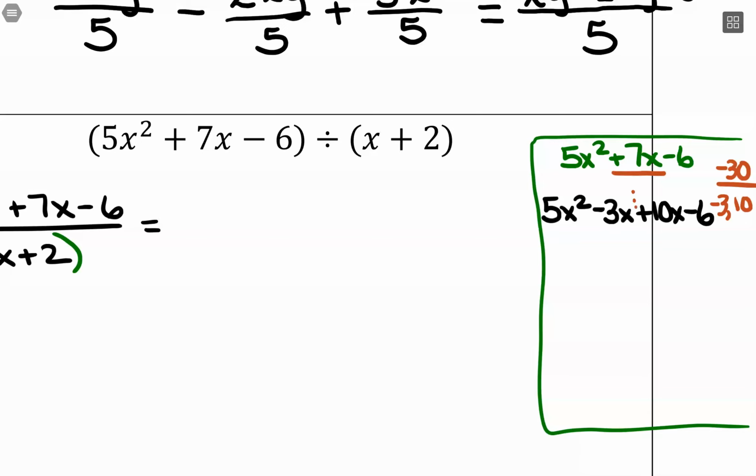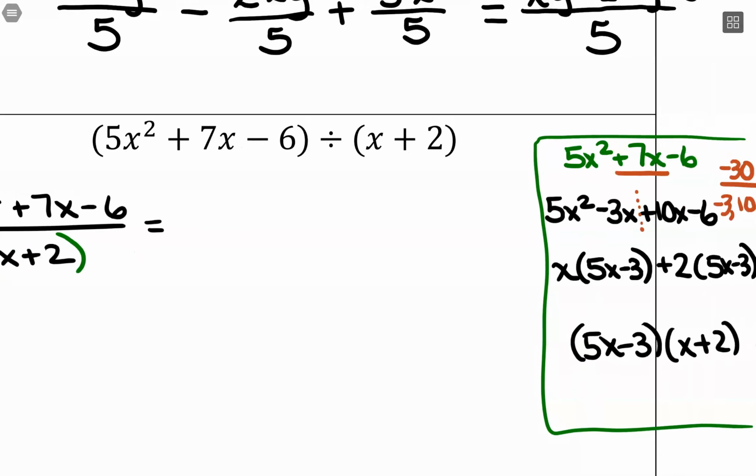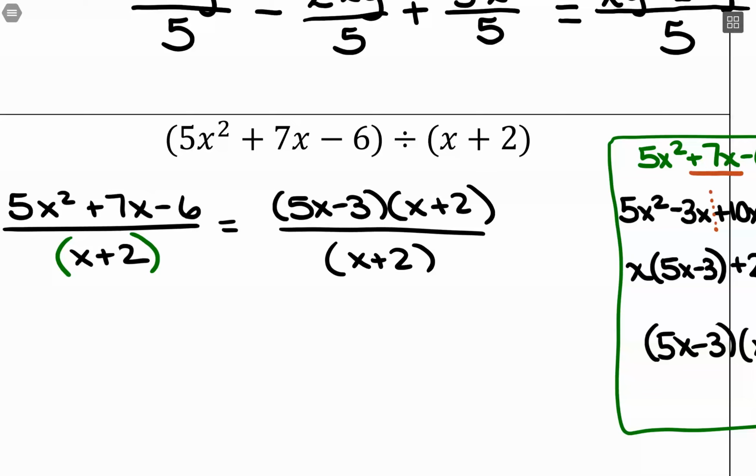And then we can factor by grouping. So on the left-hand side, we have a common factor of x, which would leave me with a 5x minus 3. And on the right-hand side, there's a common factor of positive 2, leaving me with 5x minus 3. So I can factor out that 5x minus 3, and my leftovers would be x plus 2. So now I can go back to my equation and plug in this factored form of 5x minus 3 times x plus 2. And now we can cancel out that x plus 2 because we can see it as its own factor. And then we'll just be left with 5x minus 3.